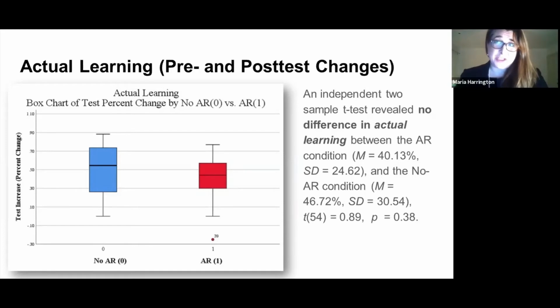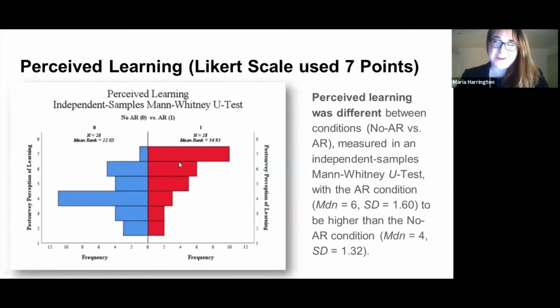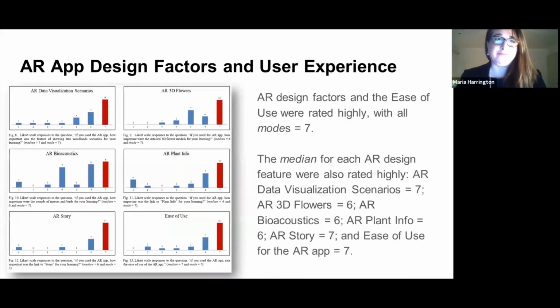So an intervention has an impact, but what was also interesting is that the perceived learning was different. While there was no actual learning on the test score changes, people overwhelmingly ranked the AR app as having a higher perceived impact on learning. So they perceived that with the AR app they learned more when they didn't. It was a very interesting contrast between actual learning and perceived learning.